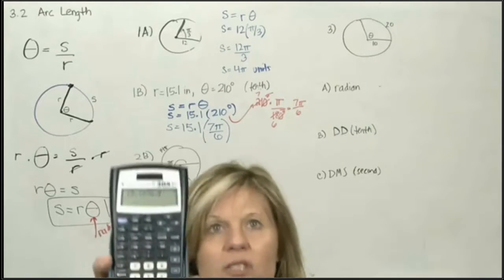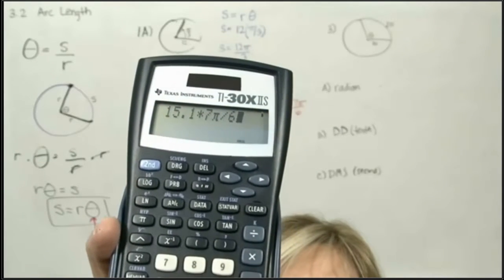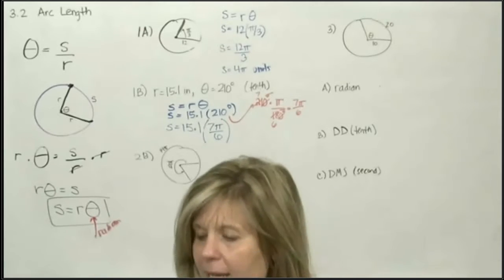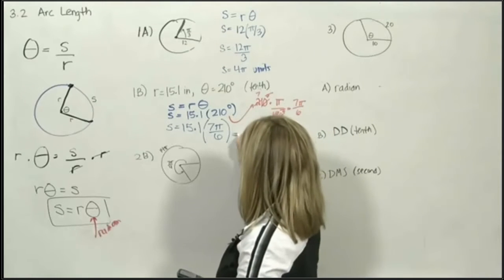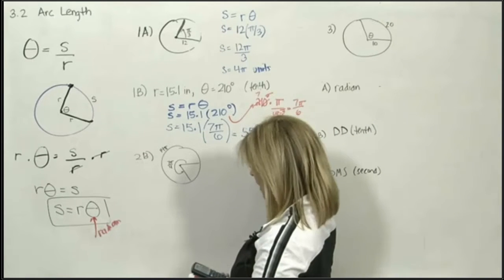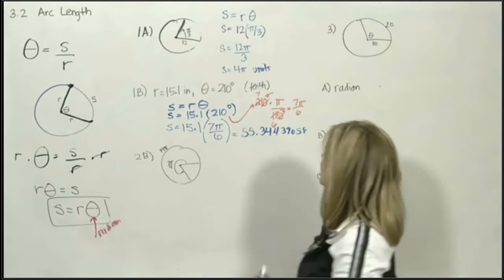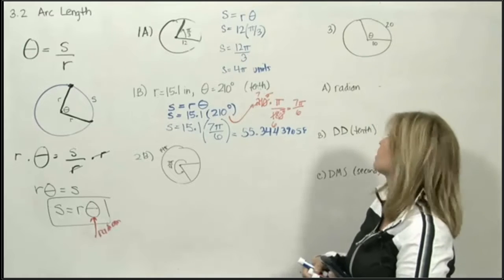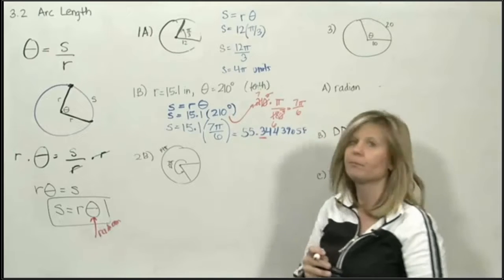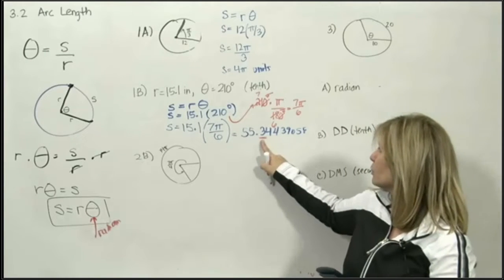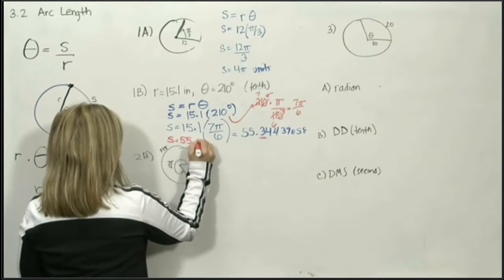Let me show you what my screen looks like. Everybody see that? That's exactly what I'm typing in. I'm going to hit equals. I'm going to get a lovely number. I'm going to write the whole thing out first. I get 55.34439058. Now I'm going to round. It says to round to the nearest tenth. The digit 3 is in the tenth spot. There's a 4 behind it, which means it will stay at 3. So this arc length is 55 decimal point 3.